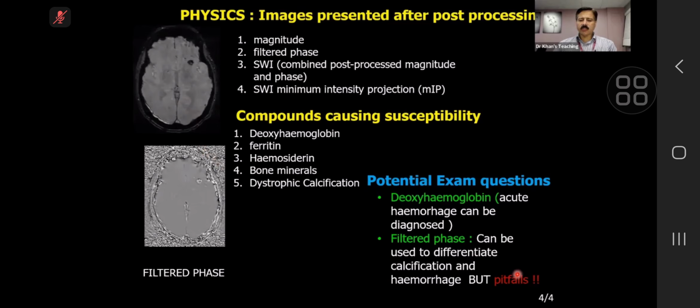Another take-home point is that on susceptibility weighted image, deoxyhemoglobin, which is an acute hemorrhage, which occurs only after 1 day, deoxy can be picked up. So you can pick up 1 day old hemorrhages.